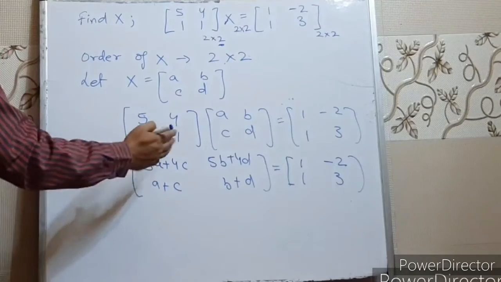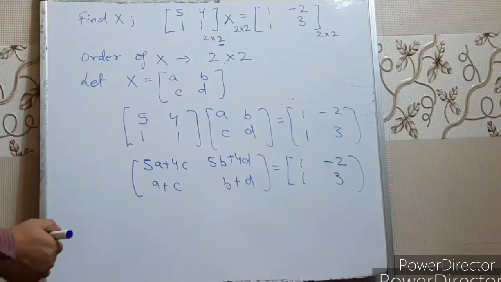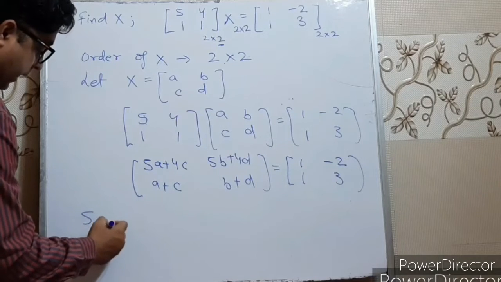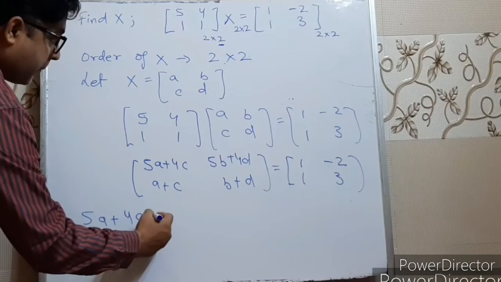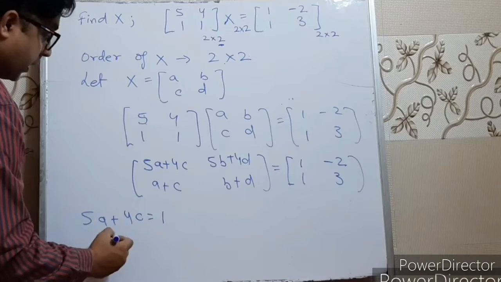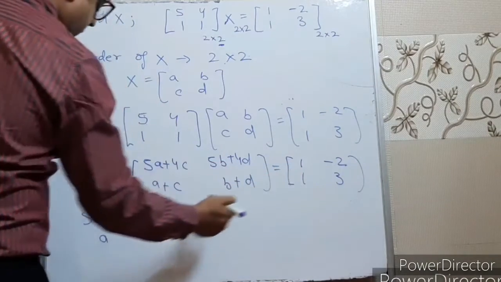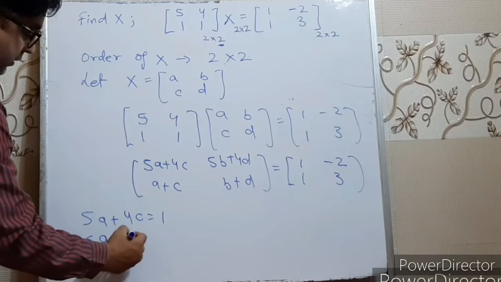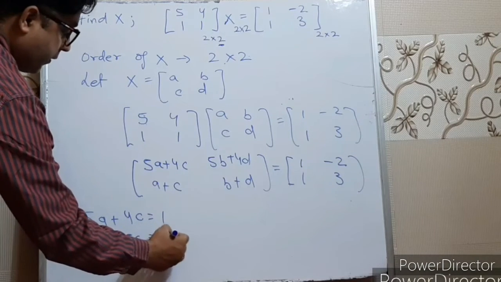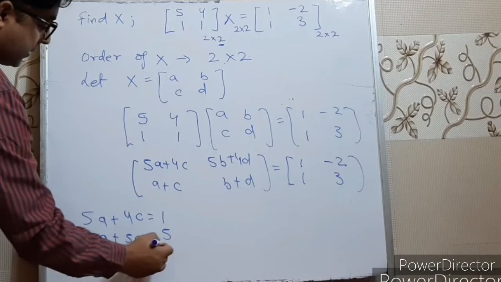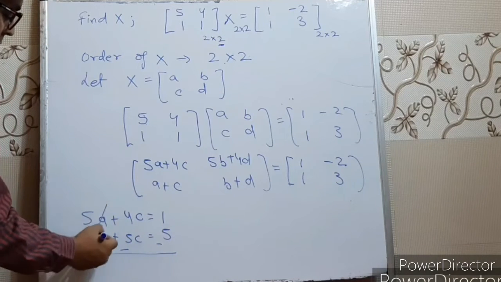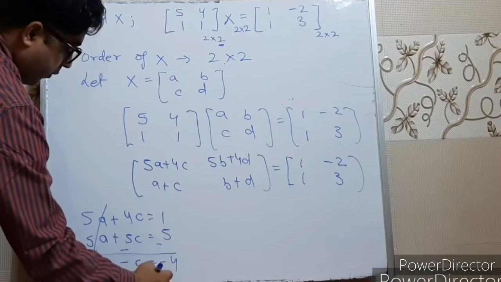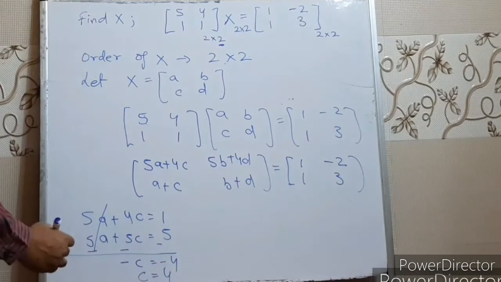Now when we equate the corresponding elements, as we have studied in equality of matrices, what conditions will we get? We'll get equations 5A plus 4C equals 1 and A plus C equals 1. So if you multiply by 5 here, what will you get? 5A plus 5C equals 5. Subtract these two equations. 5A and 5A cancel. You will get minus C equals minus 4. So the value of C will be 4.